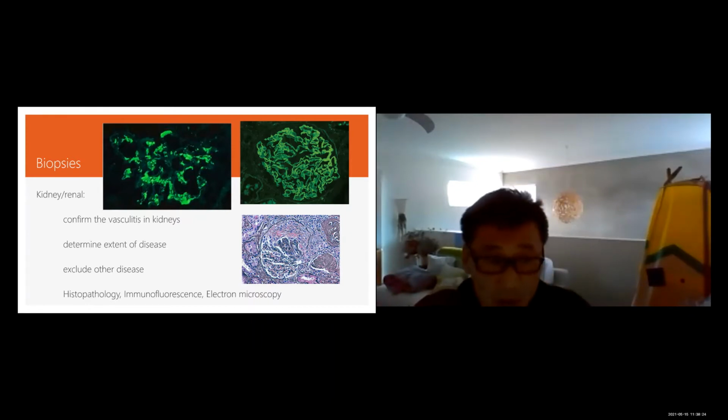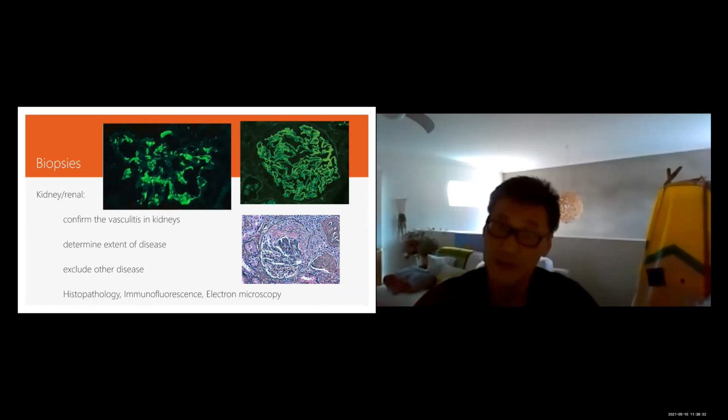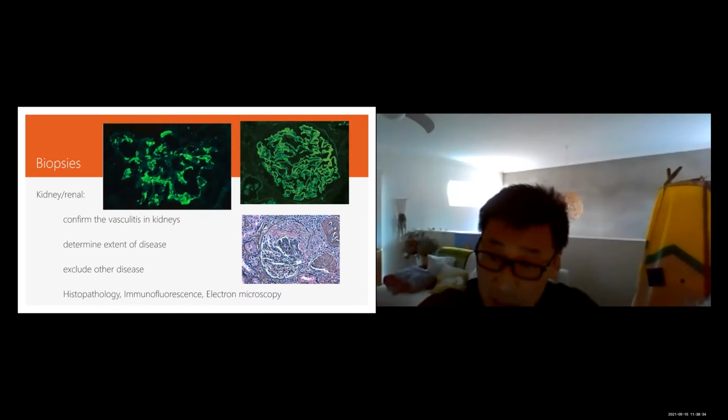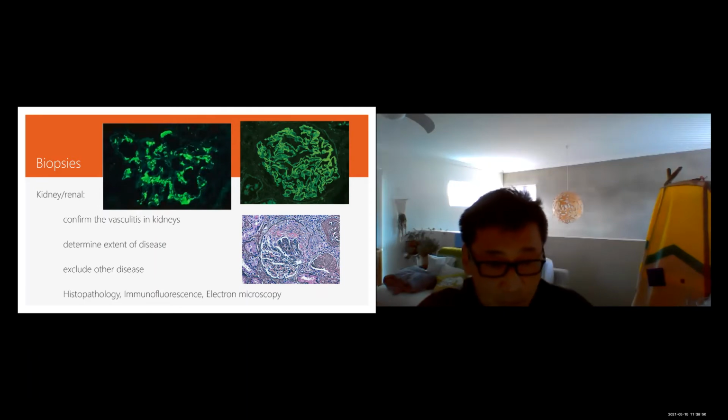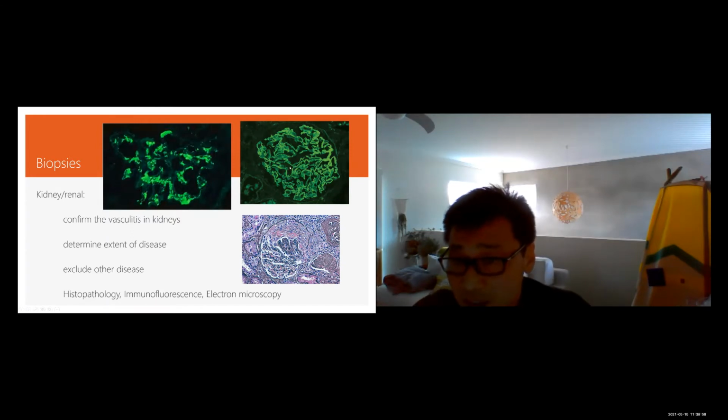need to perform. It also needs to determine the extent of disease, as it depends on how much the kidneys have been damaged, how many of those glomeruli that Richard showed have been damaged or scarred already, and also to exclude other diseases. And that's important. Just because you have ANCA-associated vasculitis doesn't mean that other diseases could be contributing to the kidney disease. That's usually performed using histopathology, again, immunofluorescence, and this is a picture on the right here of a condition called Goodpasture syndrome or anti-GBM disease.